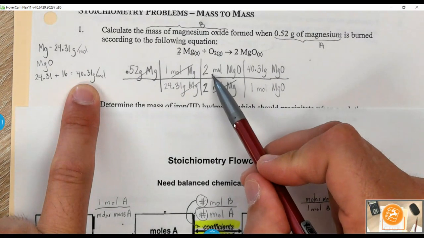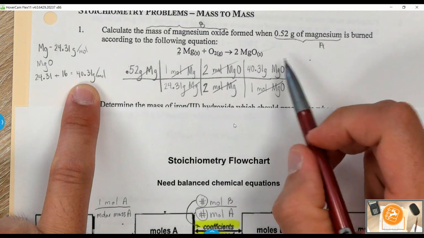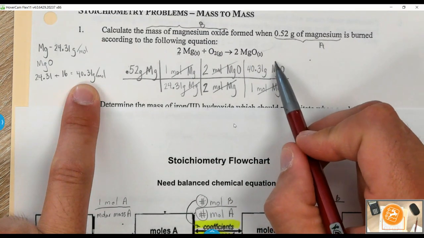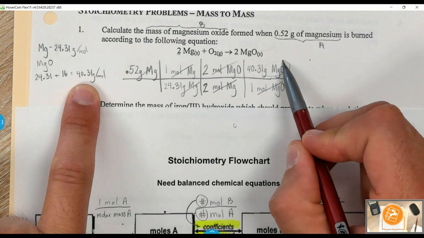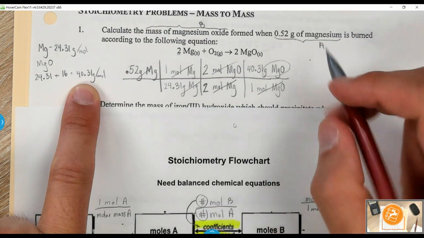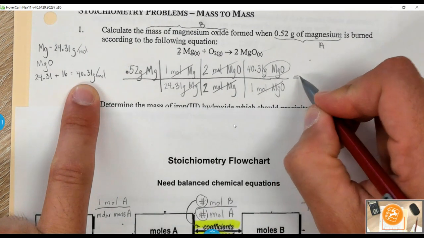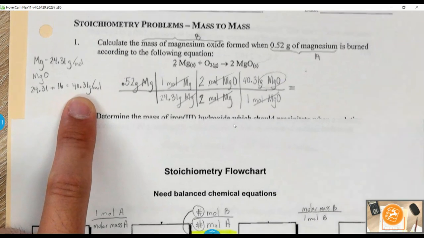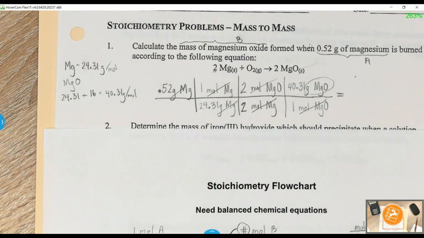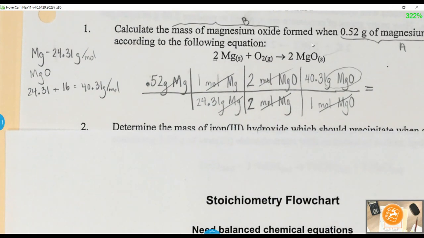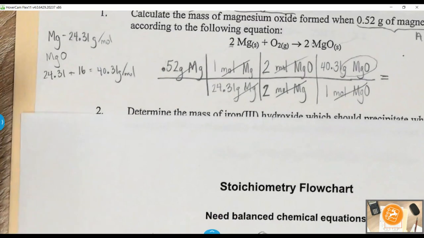Now we have moles of magnesium oxide that cancel, and the unit that we'd be left in would be grams of magnesium oxide, which is what we want. Okay, awesome. Now I got all this. What do I do? Well, what we do is you multiply everything on top and then divide by what's on bottom.